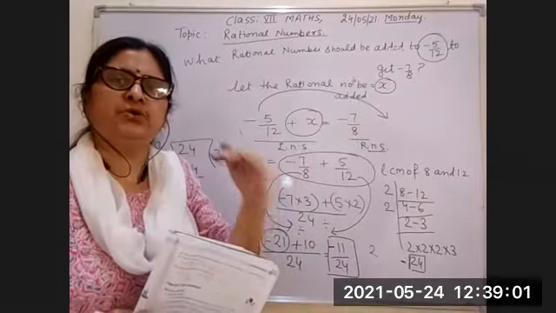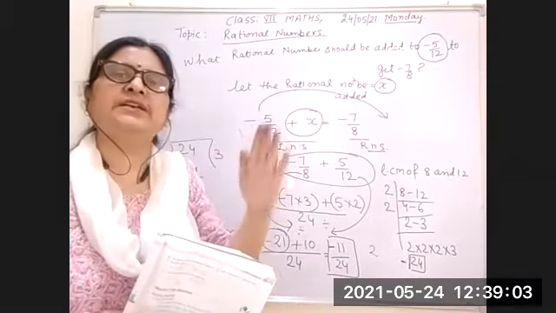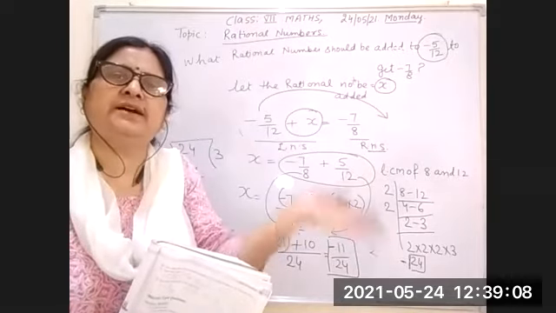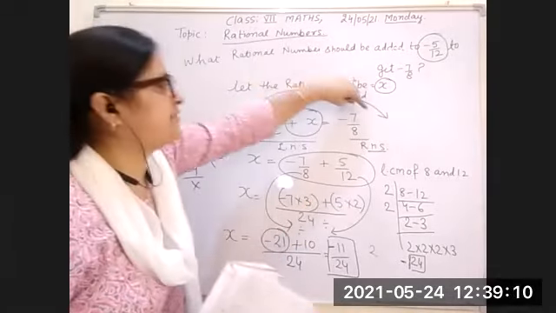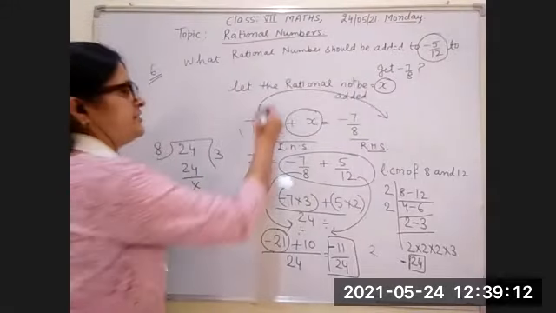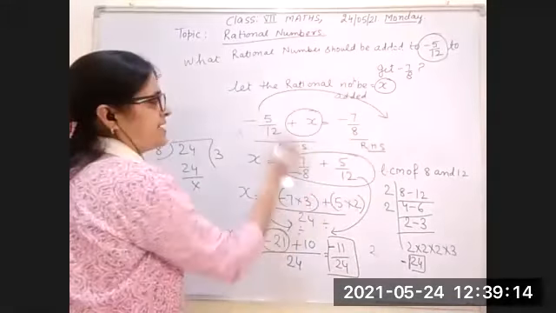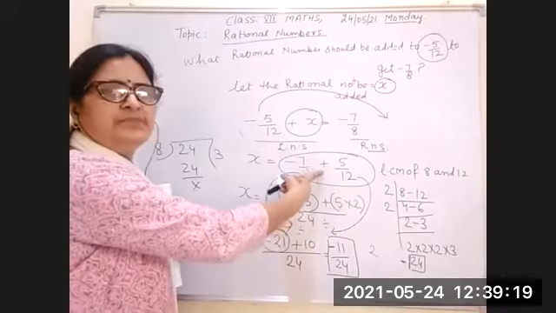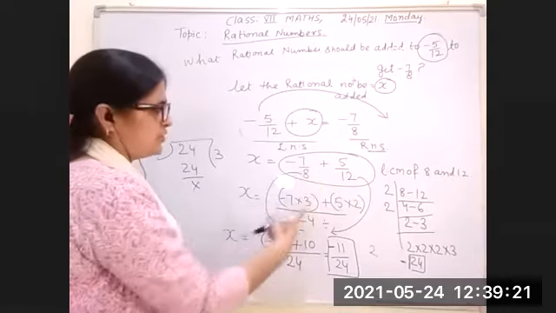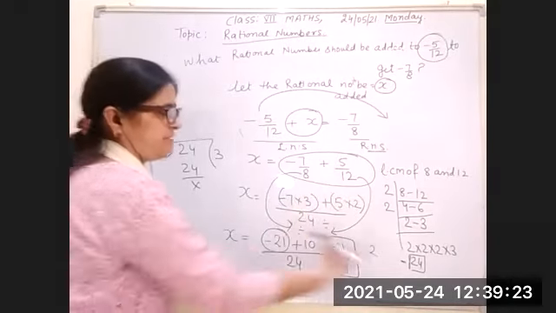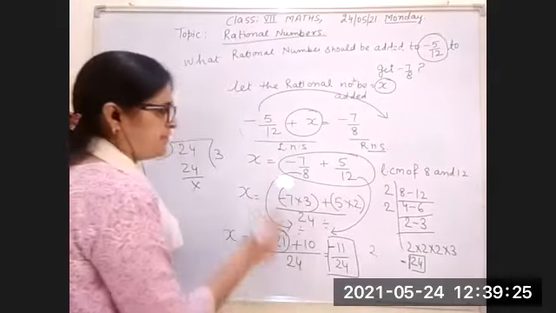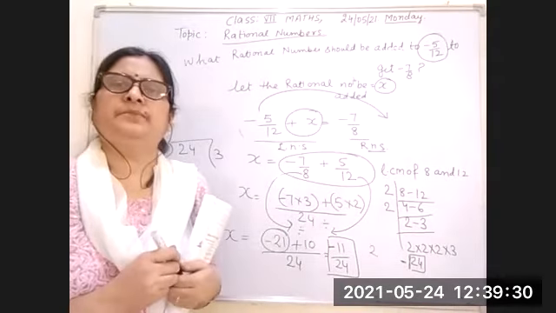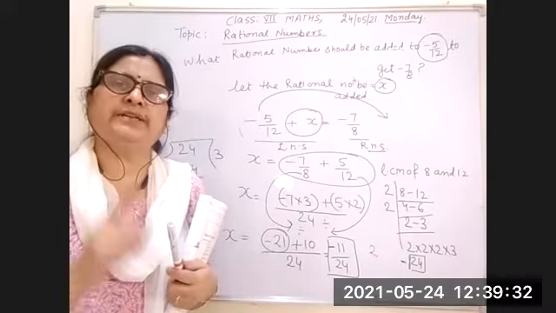And I told you, the things which are transposing left to right and right to left, the sign are changed. So if minus 5 upon 12 is shifted to the right hand side, the sign becomes changed. Here the minus sign is given, it becomes now plus. So you take the LCM of 8 and 12, it is equal to 24. And by solving this question, you will get the value minus 11 upon 24.